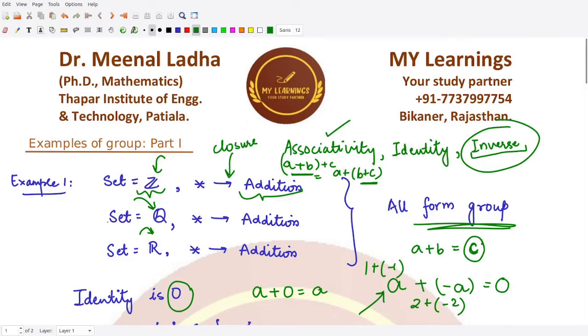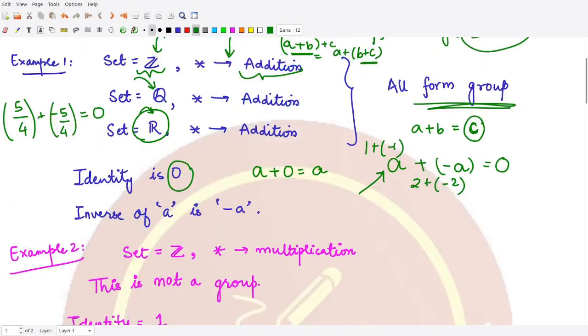Similar is the case for rational numbers. Suppose we take 5 by 4 as the given rational number. What will you add to this rational number in order to get 0, which is the identity? You will add minus 5 by 4 to it. And the same is the case with real numbers. So moving further to our next example here.